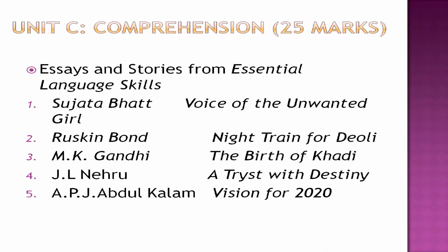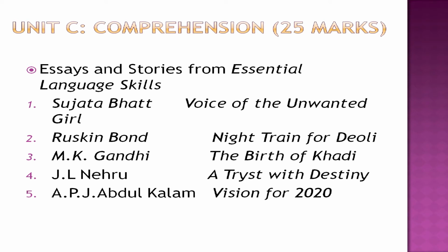Unit C is entitled Comprehension. Comprehension means understanding. So, in this unit, your comprehension, your understanding of the English language will be evaluated and it also carries 25 marks. There are 5 essays, stories and a poem prescribed from the Essential Language Skills published by Macmillan. The first one is a poem titled Voice of the Unwanted Girl by Sujata Bhatt. Next is the story Night Train for Deoli by Ruskin Bond.